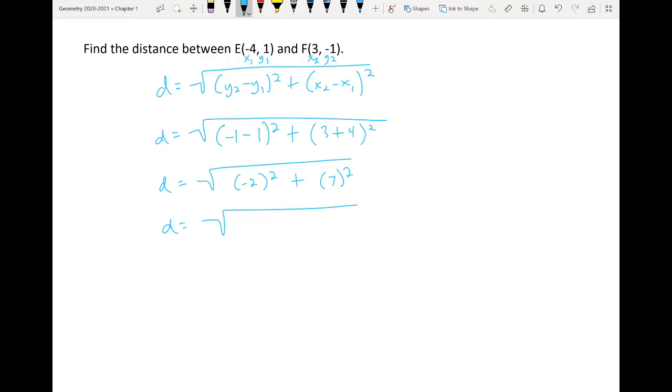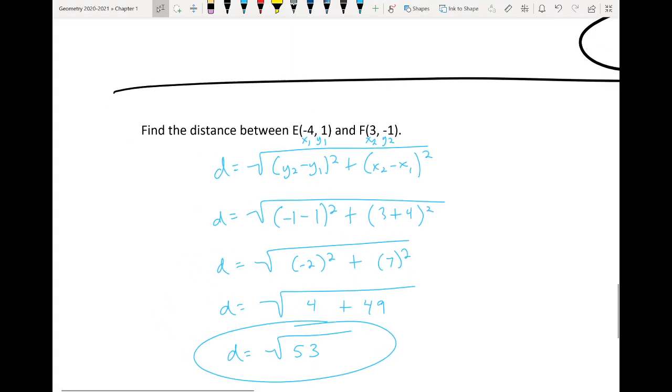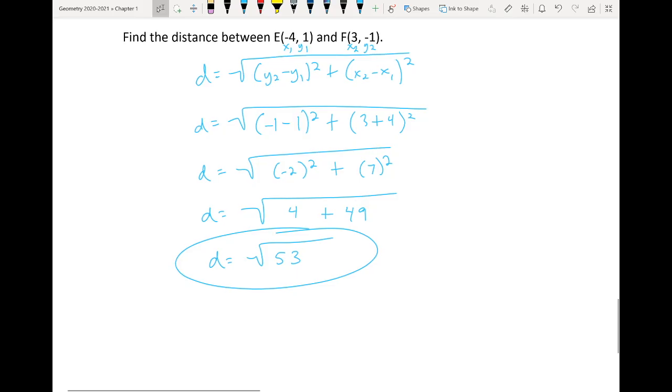-2 squared, -2 times -2 is 4. 7 squared, 7 times 7 is 49. So check out what happened here. This is the square root of 53, or rad 53, as we say. That's your answer. That's the exact answer, gentlemen.